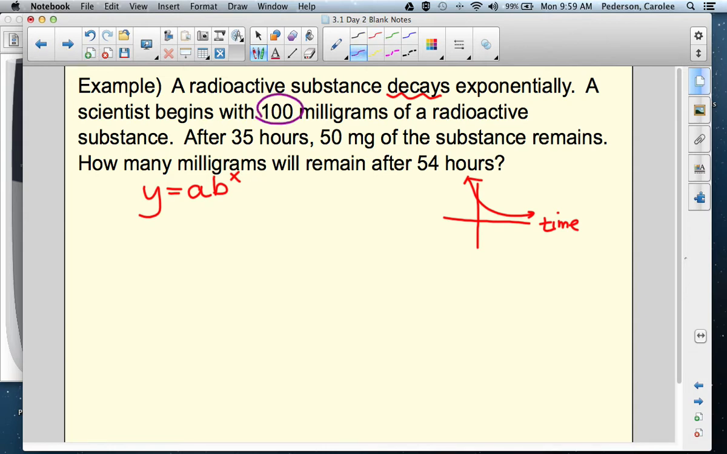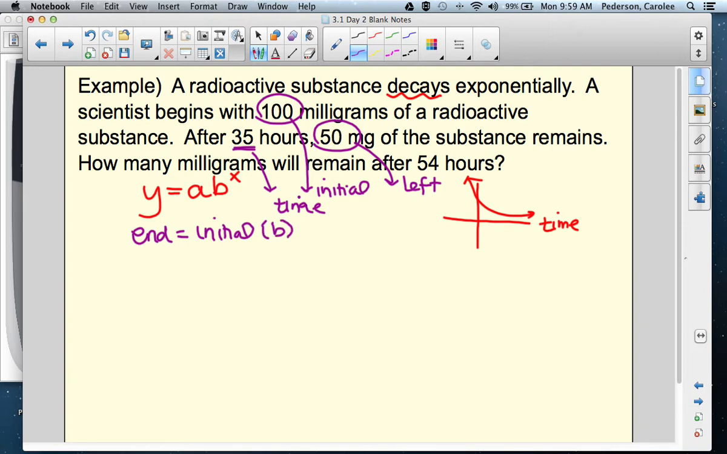So we start off, this is our initial value of 100 milligrams. Then, after a certain amount of time, this is what you're left with, 50 milligrams. And the time is 35 hours. So if we substitute in, remember y represents your left-hand side, your end amount. a is your initial. You have your multiplier, and then you have your time.